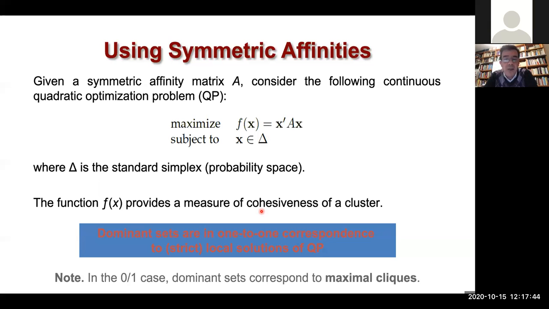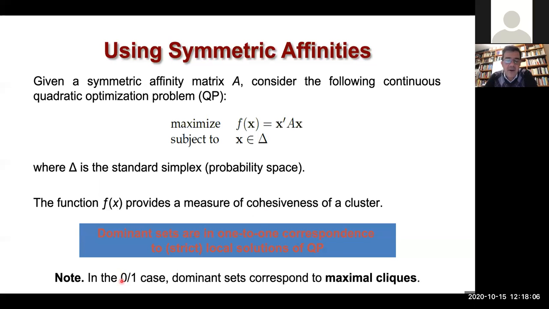The reason why we like this continuous version of the dominant set framework is that besides the theoretical understanding and the theoretical analysis that we can do by focusing on the continuous space, we also have access to a large number of continuous optimization algorithms for finding dominant sets.